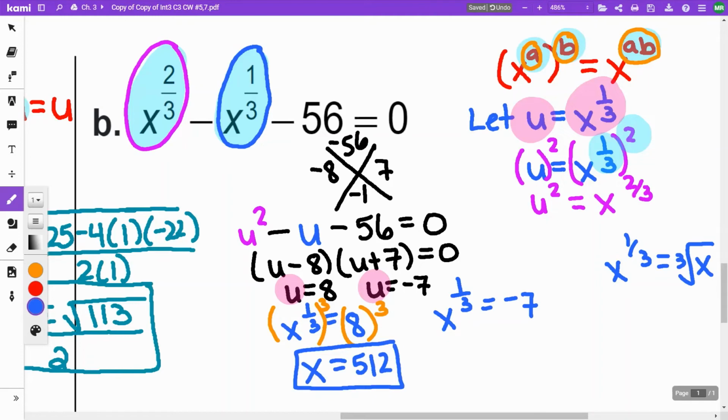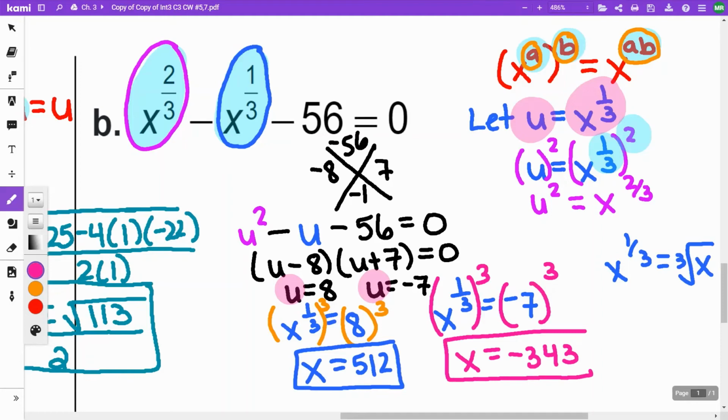For the other one, I am also going to raise both sides to the third. I'm raising it to the reciprocal, or thinking of it as a 1/3. So that's a cube root. So to undo a cube root, I cube. So x is equal to -7 raised to the third, which is -343. And those are our two answers.